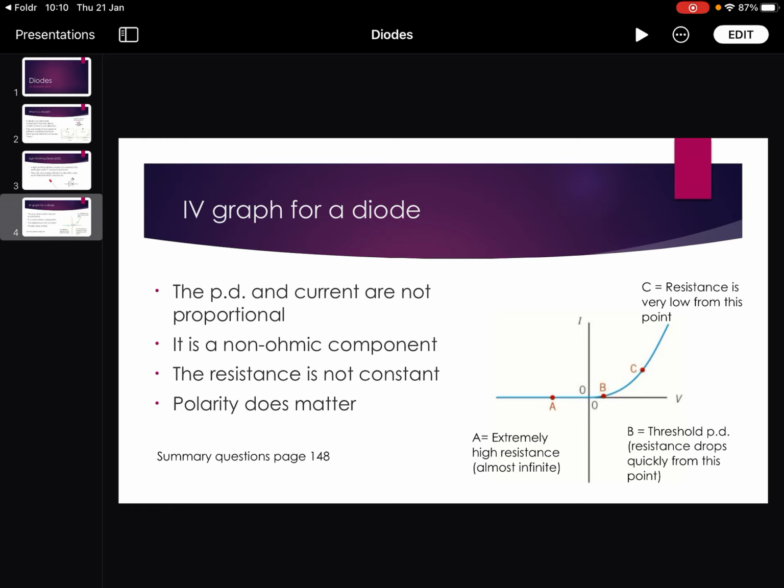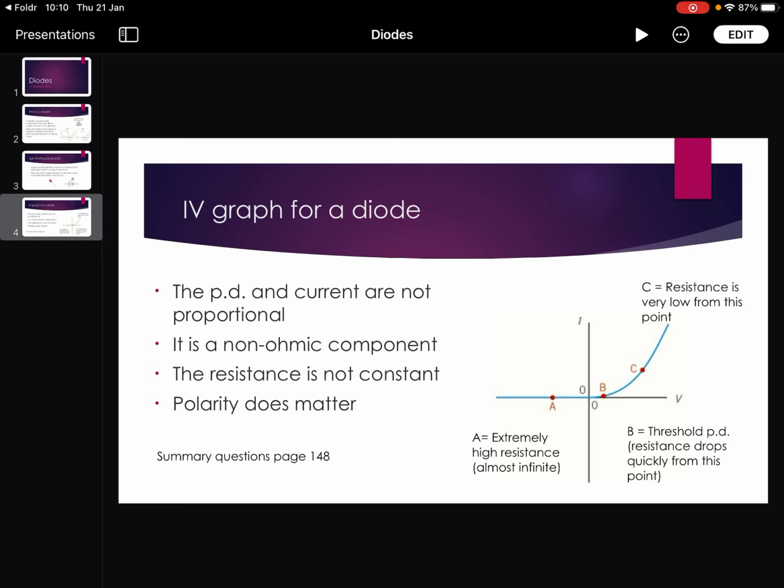Okay, so a current voltage graph for a diode. On the right-hand side, you'll see the graph. On the left-hand side, you'll see the main conclusions from said graph. First bit, current and voltage are not proportional. So you will notice, really, none of that is a straight line. It is a non-ohmic component. Just a reminder, Ohm's law is when current and voltage are proportional to each other with a constant temperature. The resistance, i.e. the inverse gradient, is not constant. We can tell that because the slope of the line changes.